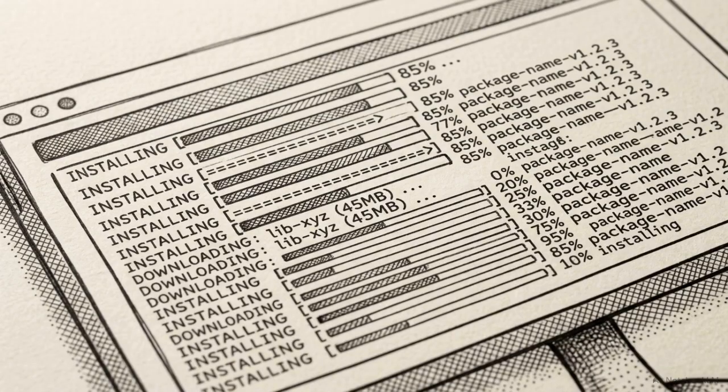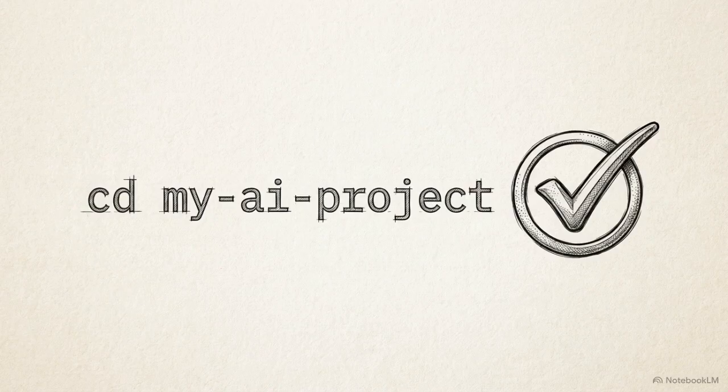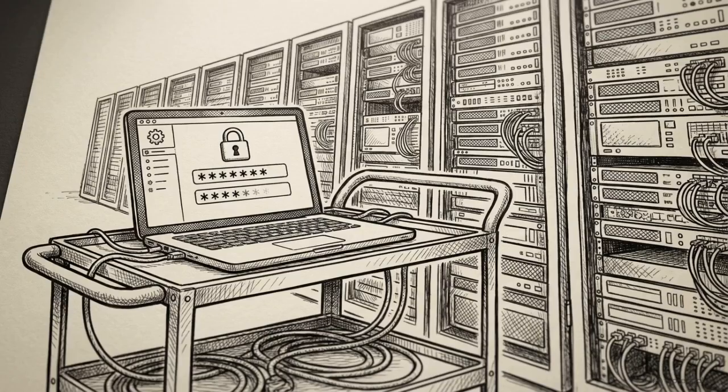Once that resolves, immediately install the required AI SDK dependencies to interact with our language models. It is completely normal to see errors if you try to start the server right away. You must first change your directory into the new project folder before running the development command. With the application running, we need to handle the AI provider credentials.